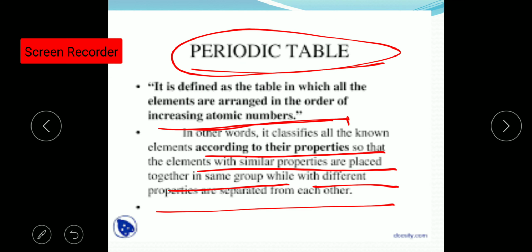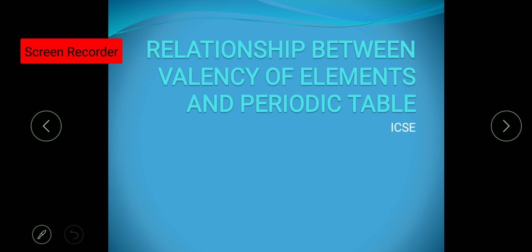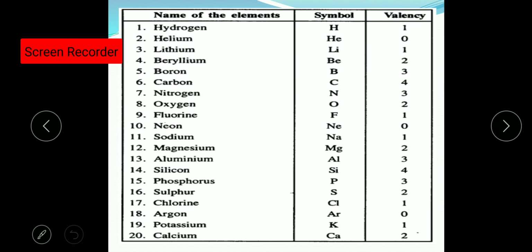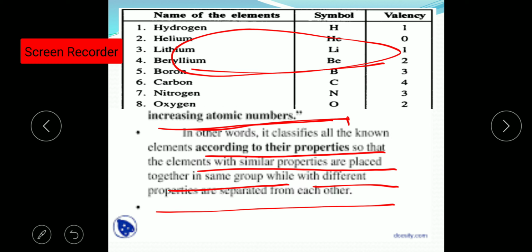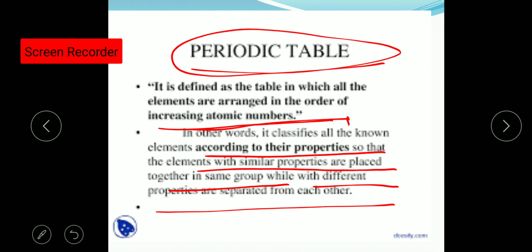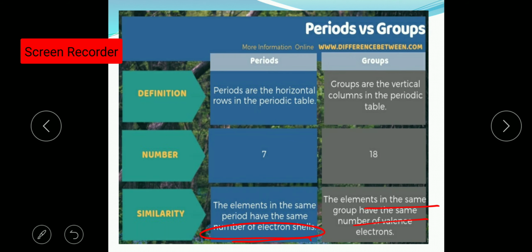Now please note down your homework. Write down this table in your copy. Then write down the definition of the periodic table. Then write down the comparison between periods and groups. Then you must also know the full form of IUPAC. IUPAC stands for International Union of Pure and Applied Chemistry. Then add one more question.